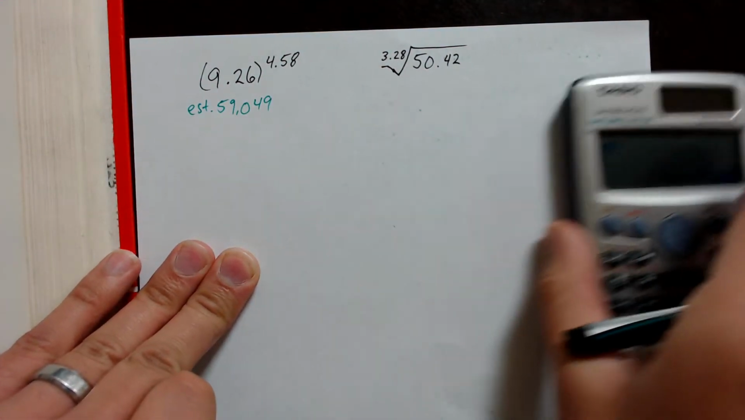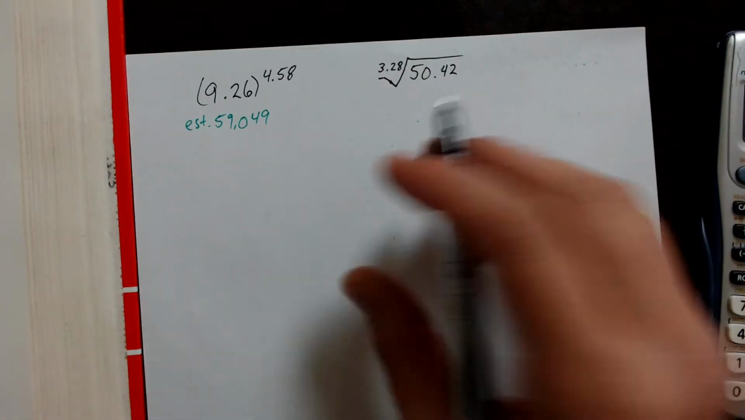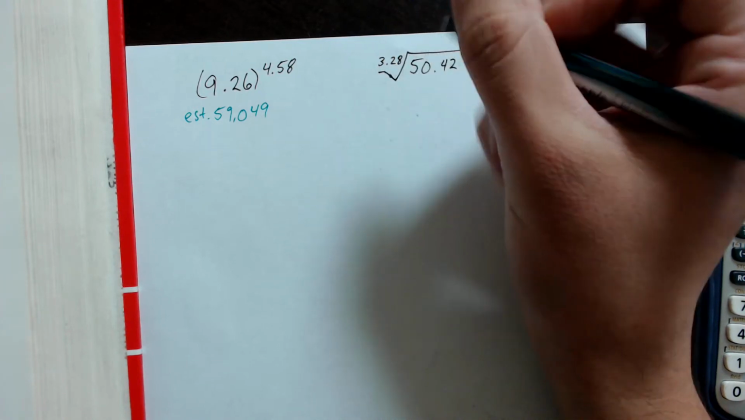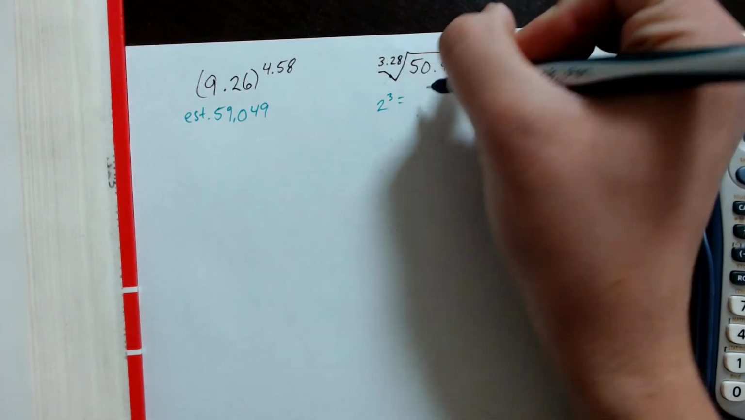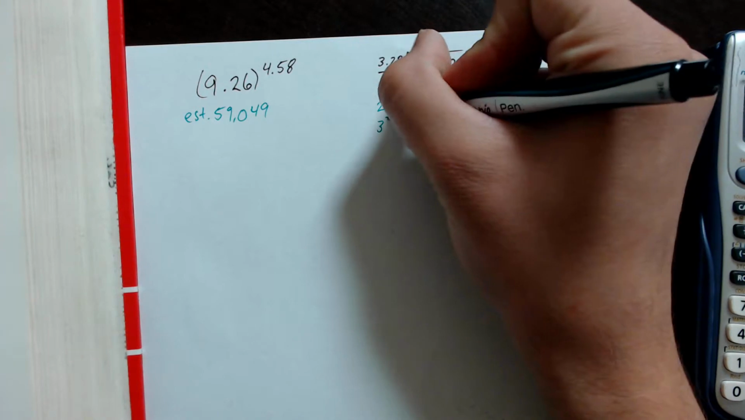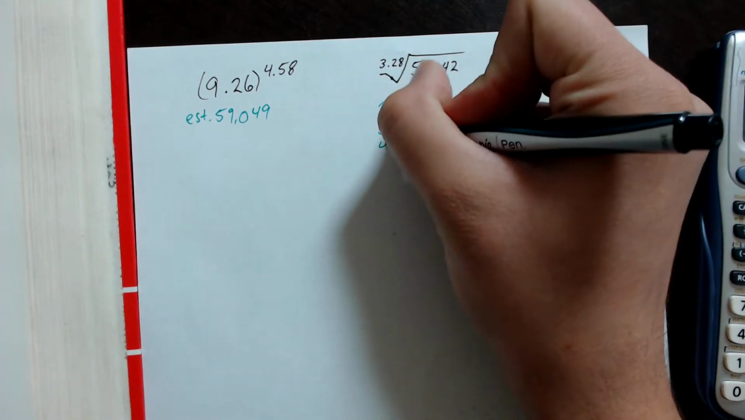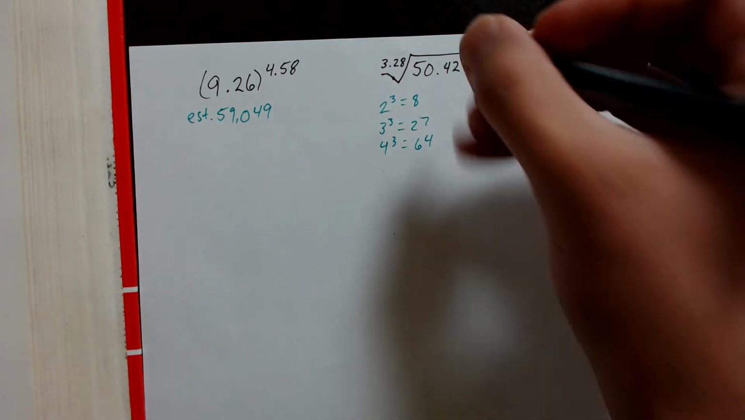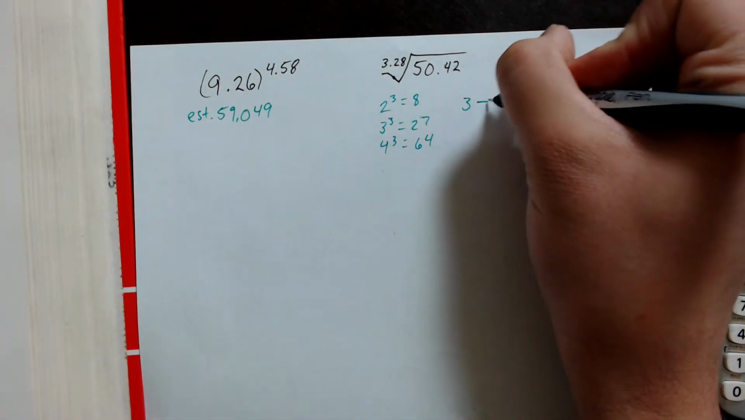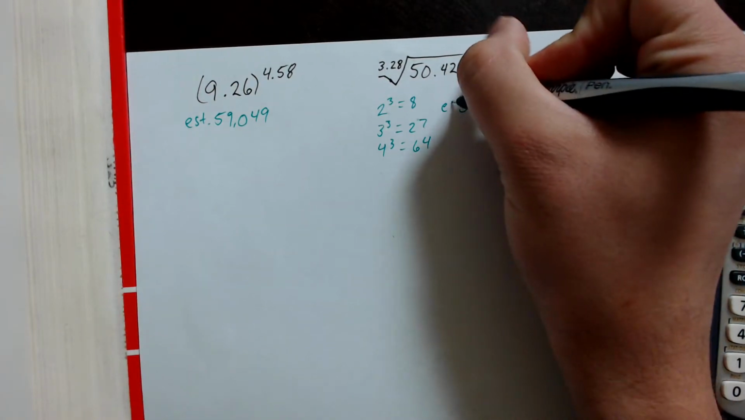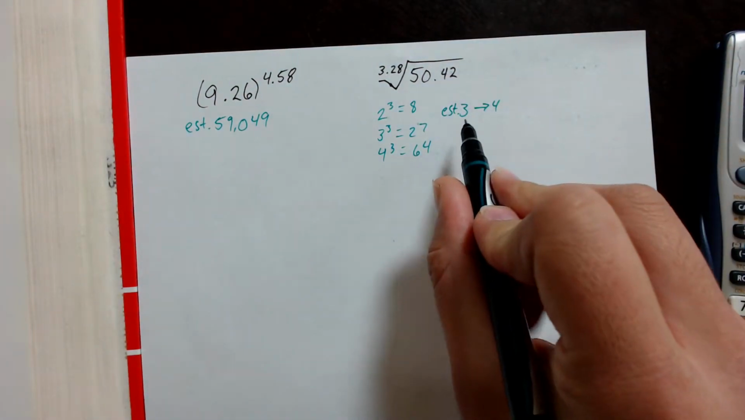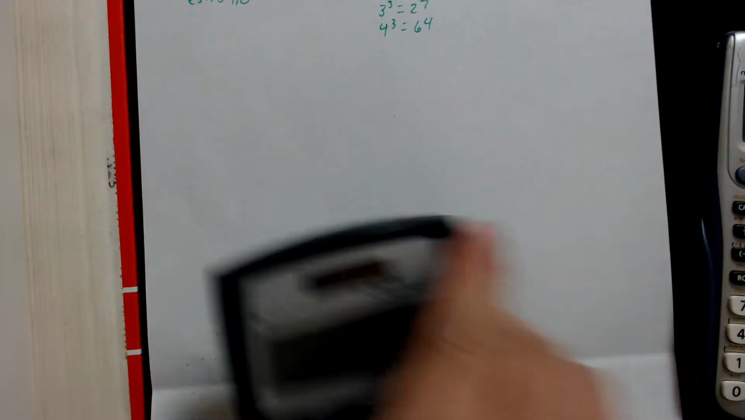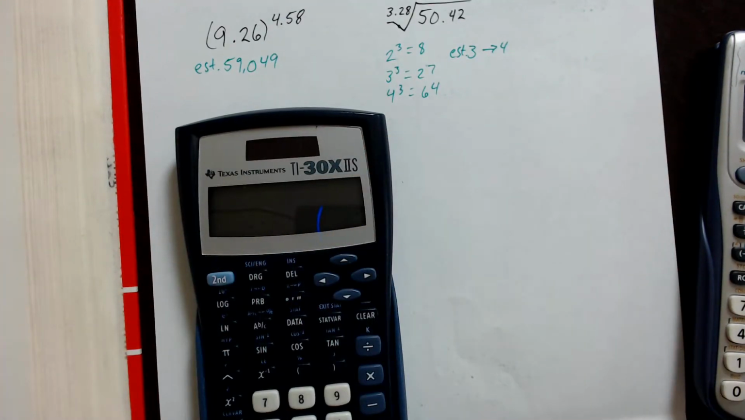For here on the cubed root, let's just look at our cubed numbers. Like for example, we know that 2 cubed is going to equal 8. 3 cubed is going to equal 27, 4 cubed is going to equal 64. So this should be somewhere in between 3 to 4. That's our estimate. So we should get a decimal number somewhere in between 3 and 4. Now that we've got our estimates out of the way, let's go ahead and use our calculators to solve these.